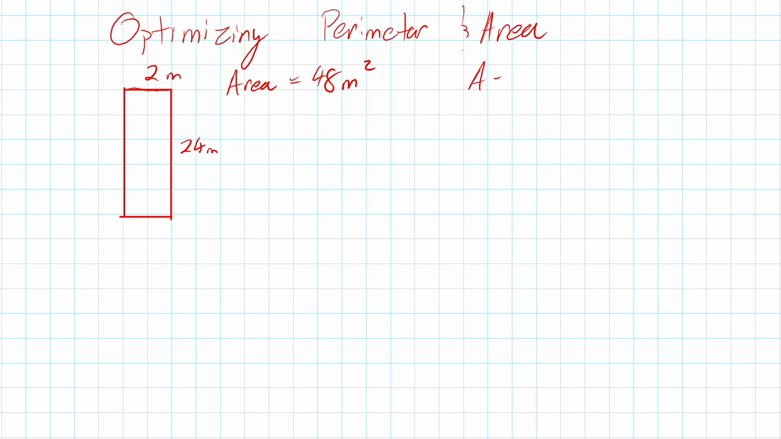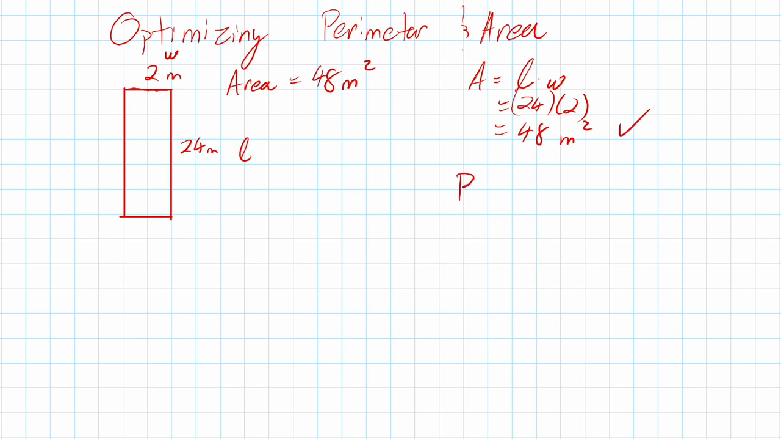Well, we remember our area for a rectangle is length times width. We'll call this our length and this our width. It doesn't matter, we can reverse the order and you'll still get the same answer. In that case, we have 24 multiplied by 2, which gives us 48 meters squared. Great, that checks out.